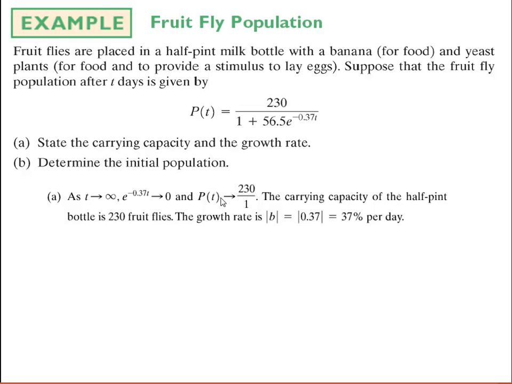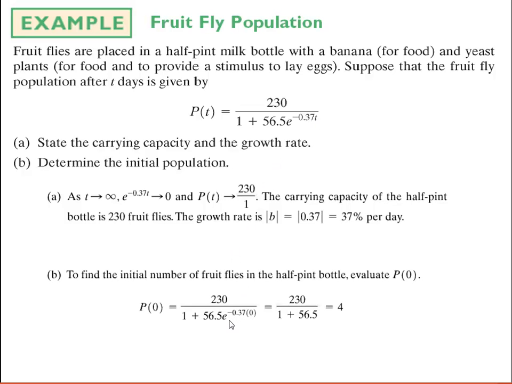Now, letter B says determine the initial population. Again, just like in all of our prior models, the initial population comes from plugging in 0 for time. So if I plug in 0 for time, remember that e to the 0 is 1. So I'm going to get 56.5 times 1. So I get 1 plus 56.5 in the denominator, and I'm going to get a value of 4. So we're going to say the initial population was 4 fruit flies in that half-pint bottle.